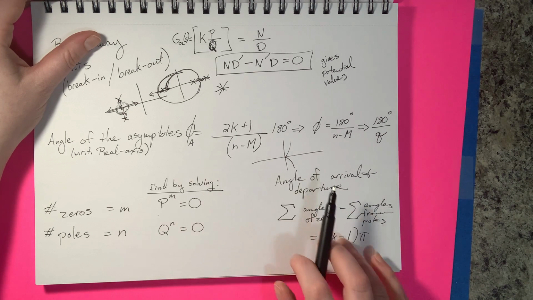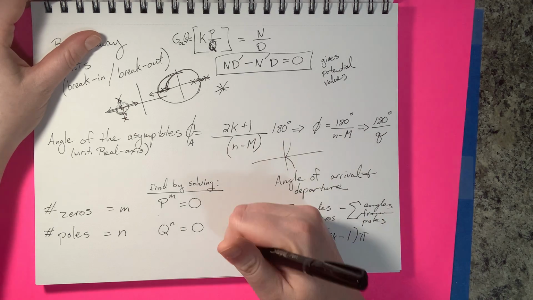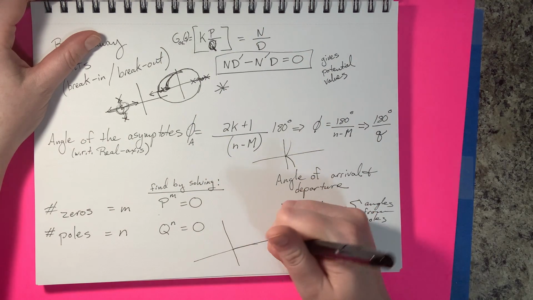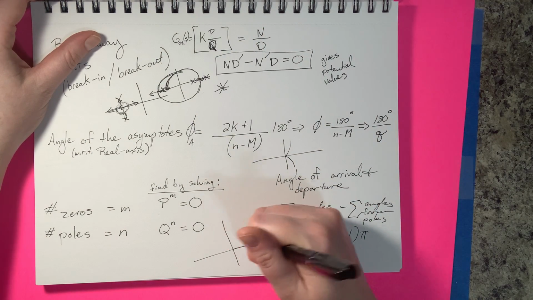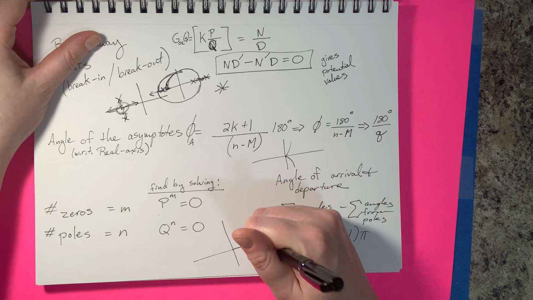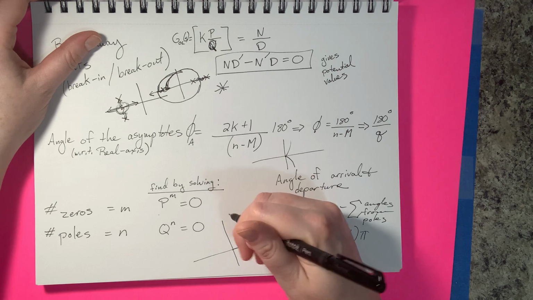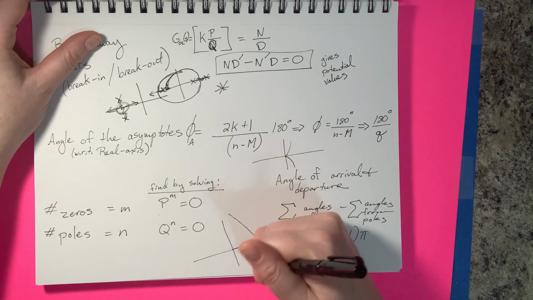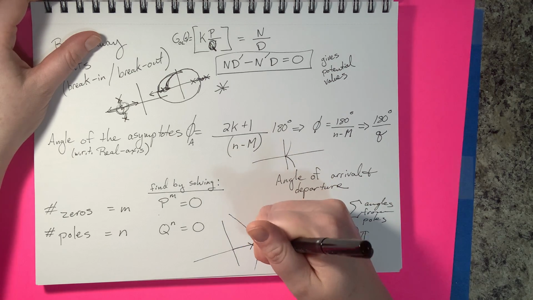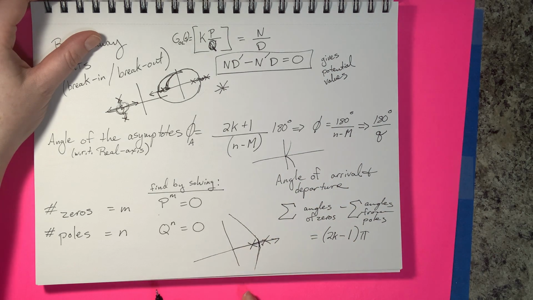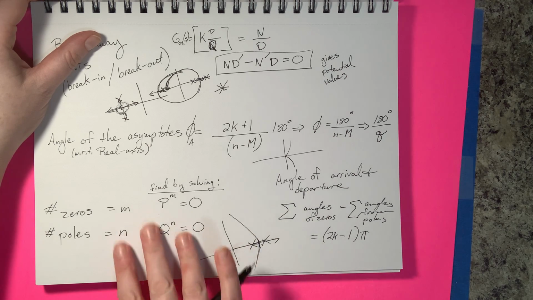So again, we can figure out from all of these formulas together where things break out from. We can figure out that point. We can figure out the angle that they lean towards. We can figure out the angle with respect to the real axis, and we can figure out how many branches we have. Okay.